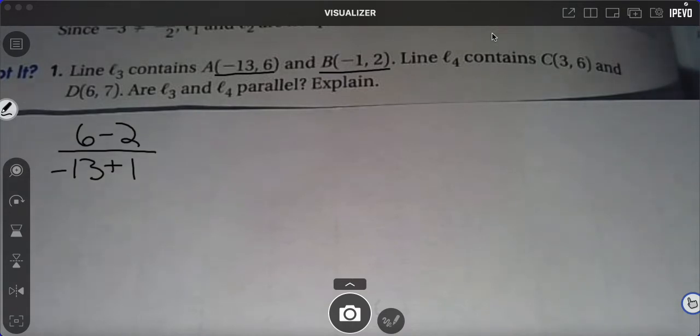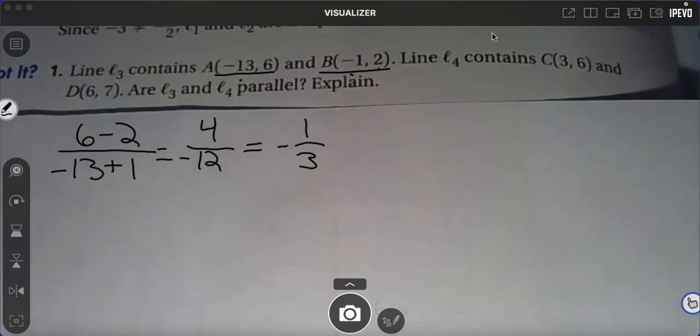Questions on what I did on that? I just did y minus y, x minus x. Okay? What is 6 minus 2? 4. And -13 minus 1. If you don't know what that is, just type it in your calculator and press math enter. It'll reduce it for you. -1/3. Is everybody okay with that slope? Yes, ma'am. Never mind, that was backwards.